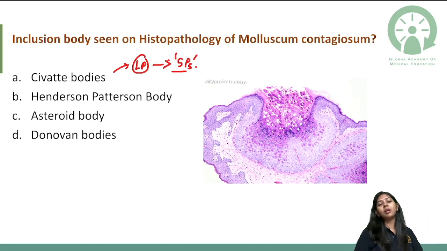So in lichen planus you get Civatte bodies. Molluscum contagiosum you get Henderson-Patterson bodies. Sporotrichosis you get asteroid bodies, it's a deep fungal infection. And Donovan bodies you get in donovanosis, right?